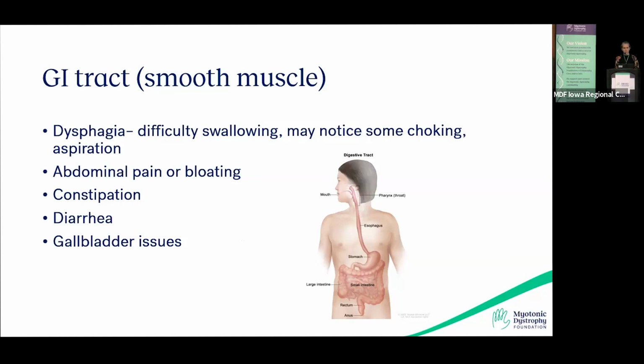With the GI tract being affected, people might notice abdominal pain or bloating sensation, constipation, diarrhea. There can be gallbladder issues. Some patients actually have to get their gallbladder removed. And they can notice some dysphagia, which is difficulty swallowing and may result in some choking. With significant trouble with swallowing, people can get aspiration, where the food and liquid goes into their lungs and can cause pneumonia.